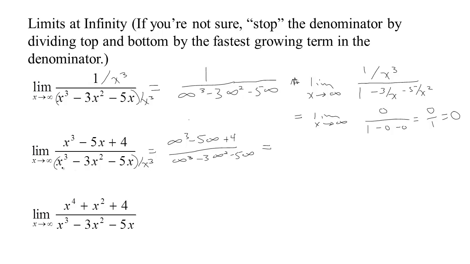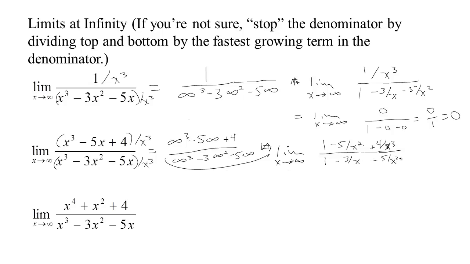In this case, the fastest growing term of the denominator is still x cubed, so I'm going to divide top and bottom by x cubed. When I do that, we have the limit as x tends to infinity of, in the numerator, x cubed divided by x cubed, which is 1. 5x over x cubed just leaves an x squared downstairs, so we have minus 5 over x squared, and then we have plus 4 over x cubed. And downstairs we have 1 minus 3 over x minus 5 over x squared.